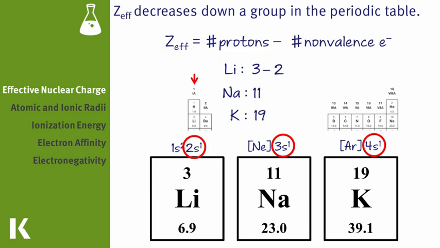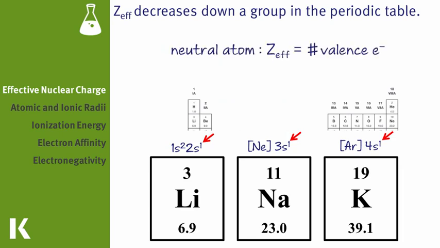So if lithium has 3 protons and 3 electrons, and one of those electrons is a valence electron, then 2 electrons must be non-valence. Do the same steps for sodium and potassium to find the non-valence electrons. Solving the equation, it would appear that sodium, lithium, and potassium have the same effective nuclear charge. Just like last time, we can easily calculate this by looking at the fact that for any neutral atom, the effective nuclear charge will be equal to the number of valence electrons. However, this is not entirely true.